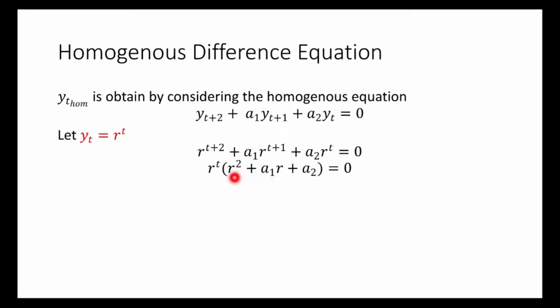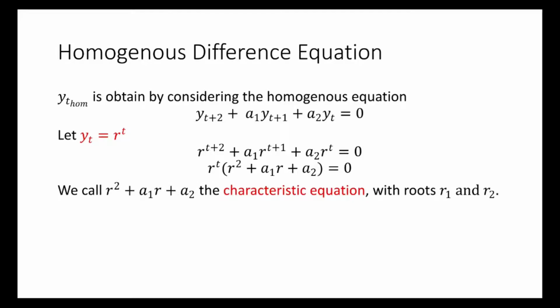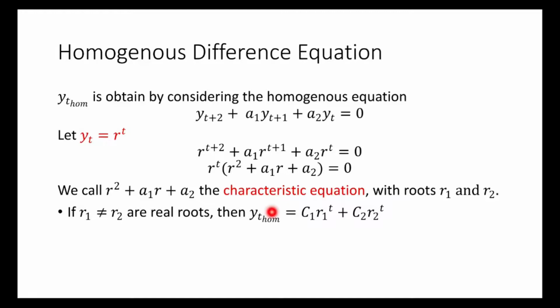So notice that the expression inside the bracket is a polynomial of degree 2, right? We give a special name to that polynomial of degree 2, which we call the characteristic equation. So this is the characteristic equation, and this is equal to 0. If this is equal to 0, it will have roots r1 and r2. So now the homogeneous solution will depend on these roots of the characteristic equation.